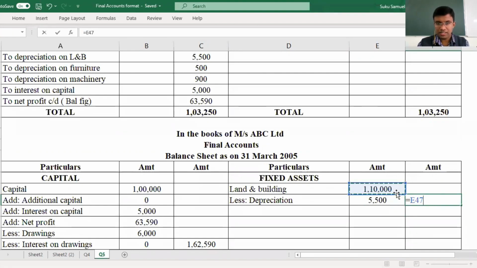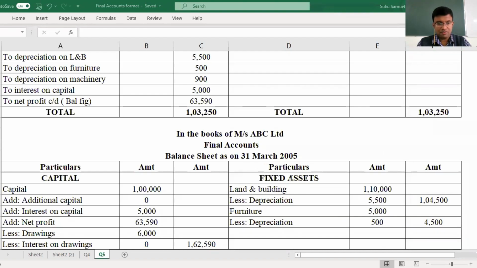So 1,10,000 minus 5,500, your net land and building amount is 1,04,500. Now we have to consider the remaining items as well. We have furniture as well. We have depreciation on furniture, which is 500, and the furniture value is 5,000. So 5,000 minus 500, the amount works out to be 4,500.